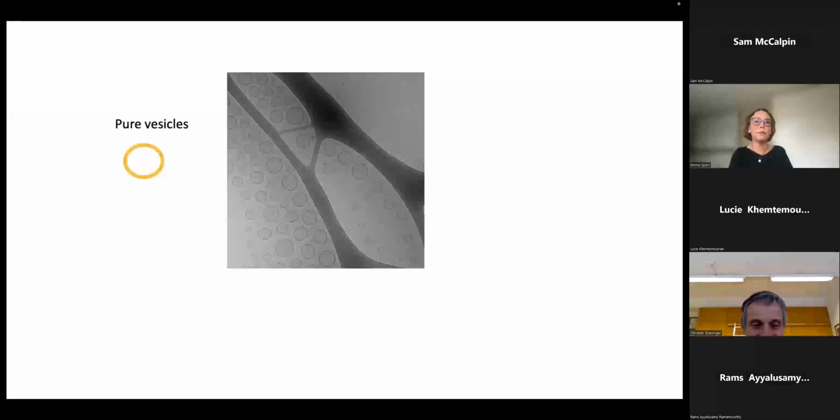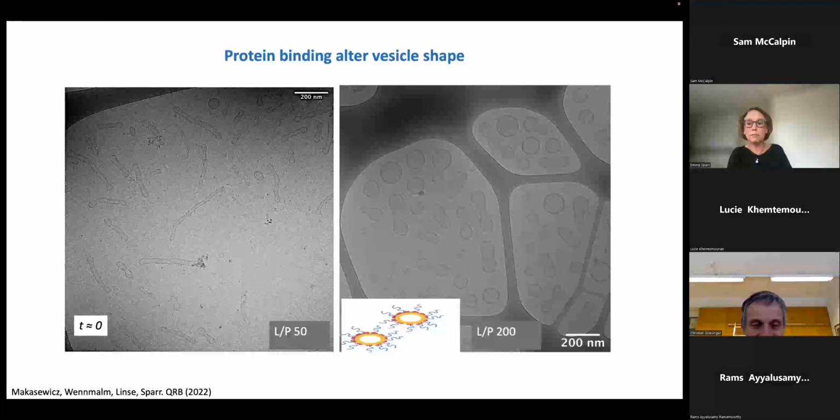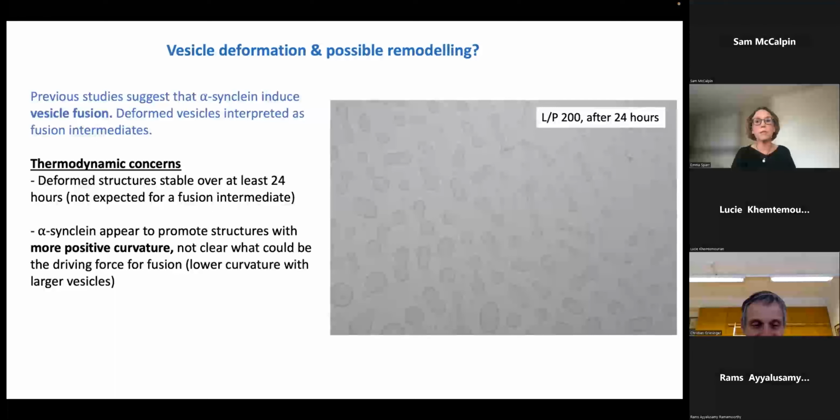So I showed you before that the binding of alpha-synuclein to the membrane has the effect of deforming the vesicle. Here's a cryo-TEM image of just a pure vesicle suspension, and you get spherical vesicles as expected. Adding alpha-synuclein, and this is frozen just after the addition of protein, you clearly see deformed vesicles, and the degree of deformation depends on the lipid to protein ratio. But typically we get this prolate shape. Another observation, as you see in this image here, is that you get no change in shape if you wait 24 hours.